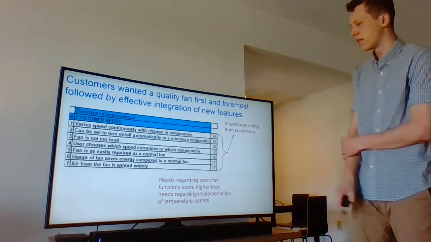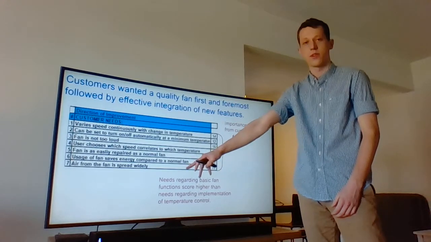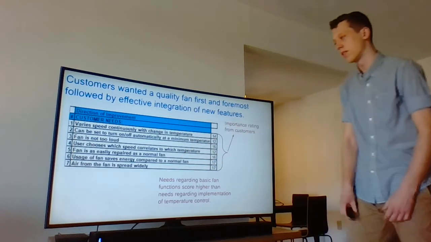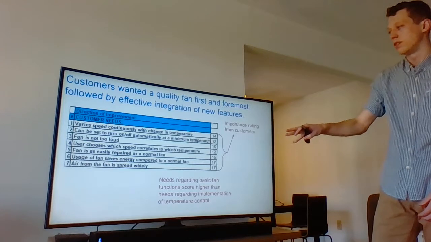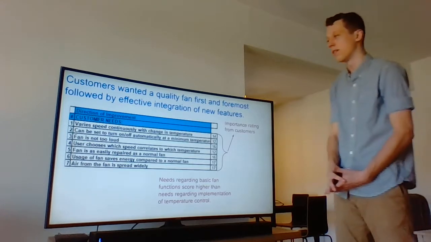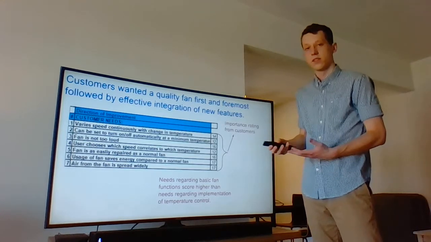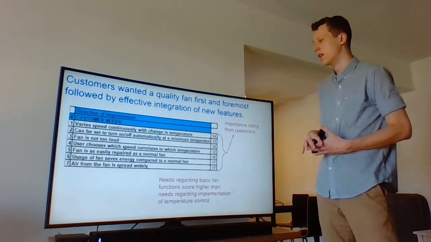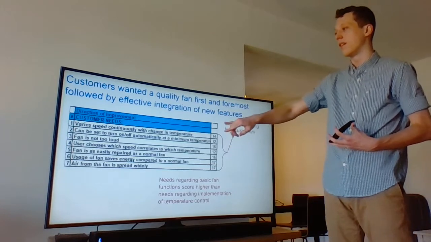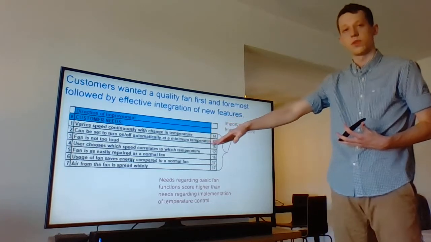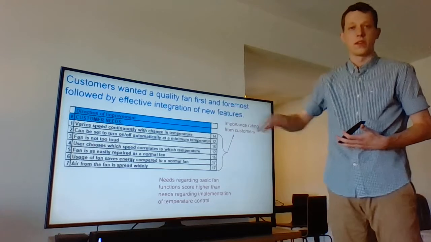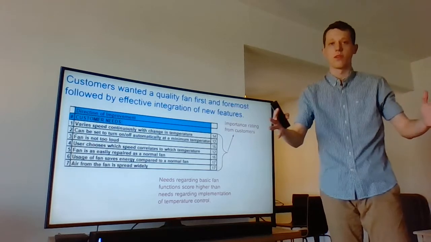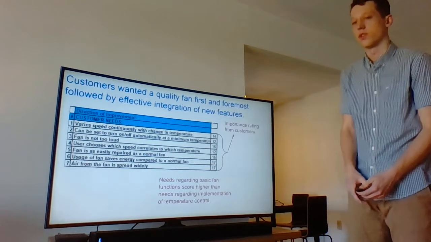You can see that by the top two scores being air spread widely from the fan and energy consumption is comparable to a normal fan. It's actually lower than a normal fan. So those are basic things, fundamental aspects of this fan that don't have to do with the temperature control. And in the lower scores is when we get the user can choose which speed or the speed varies continuously. So our team really needs to focus on making a quality fan, then integrating the temperature control into it.